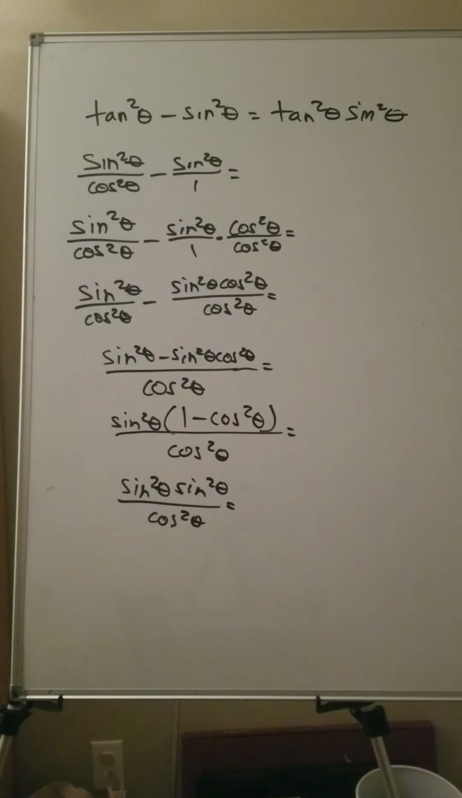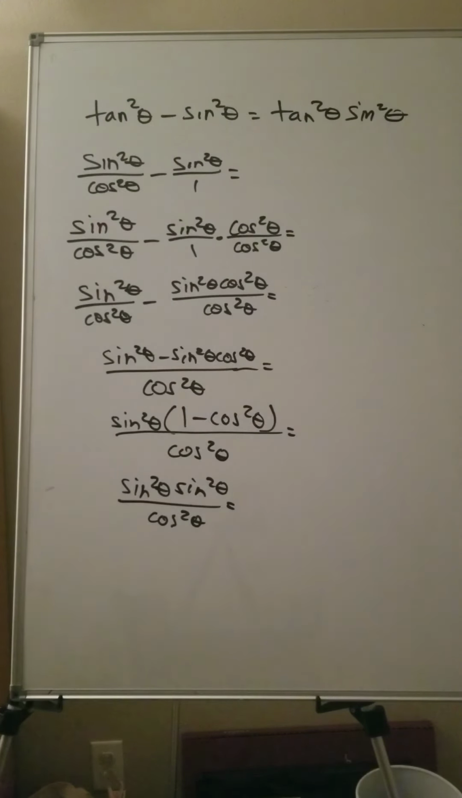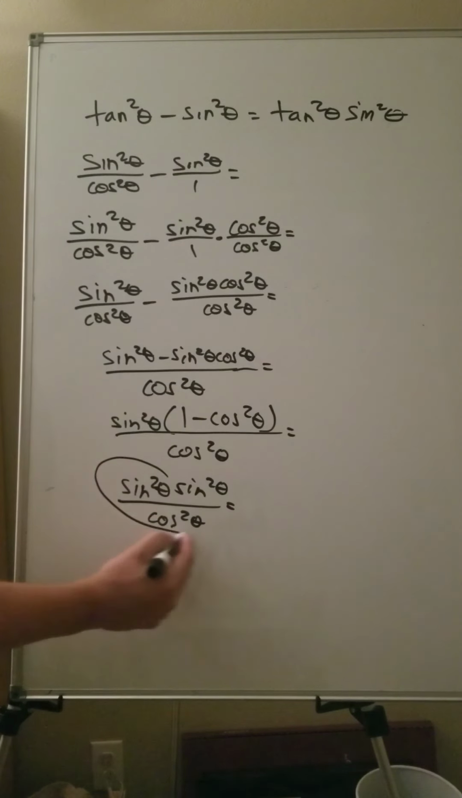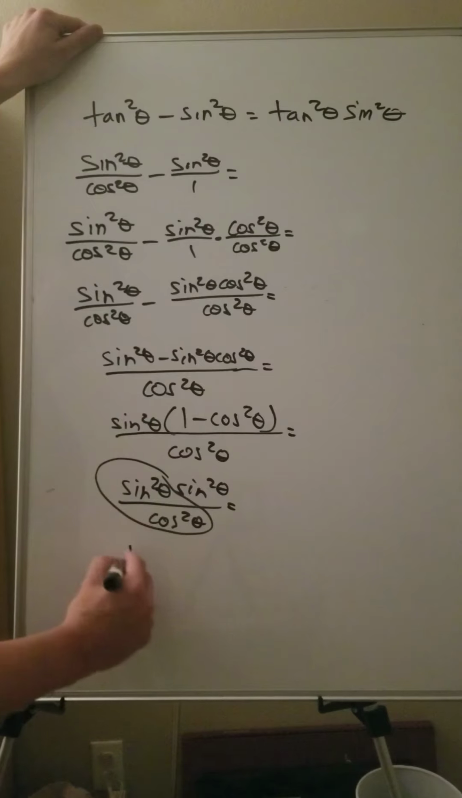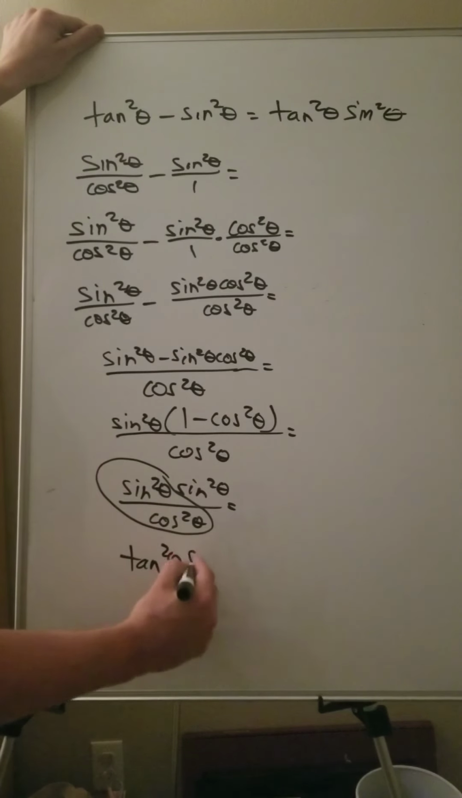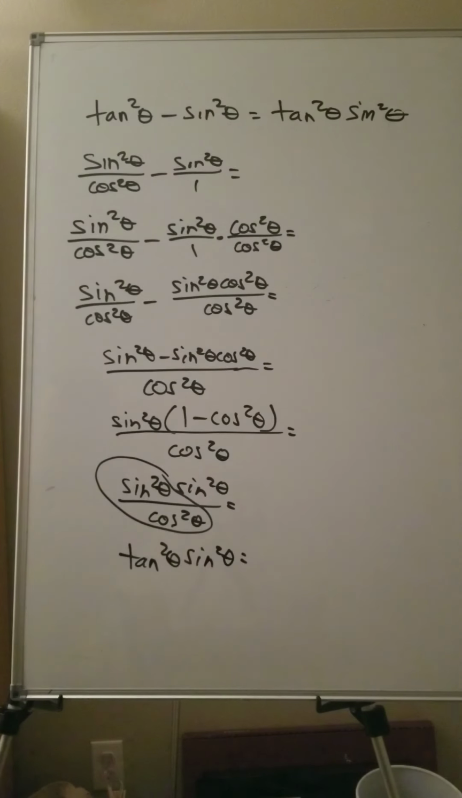Well, again, sometimes you want to kind of take a peek at what it is you're trying to get. I'm trying to get this. How close am I? Well, what is sine over cosine? Sine over cosine is tangent. So what's sine squared over cosine squared? Isn't that tangent squared? So this portion right here, that's tangent squared. And what's left? Sine squared, which is exactly what I want. So we're one step away. We just need to write our final result, which is tangent squared theta, sine squared theta, and we're done.